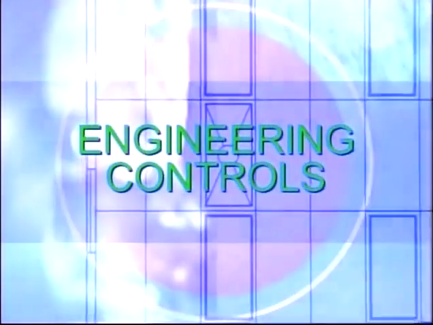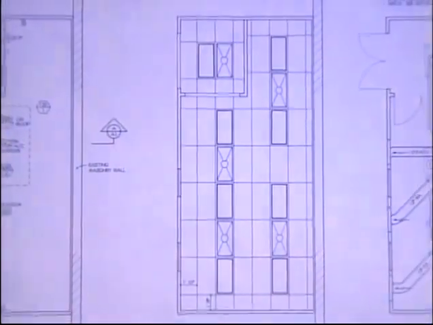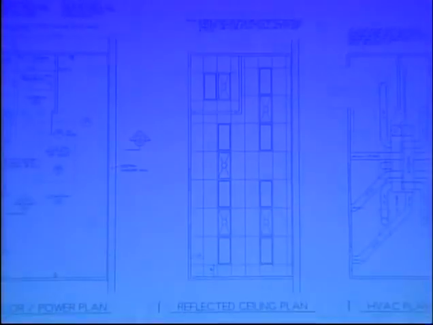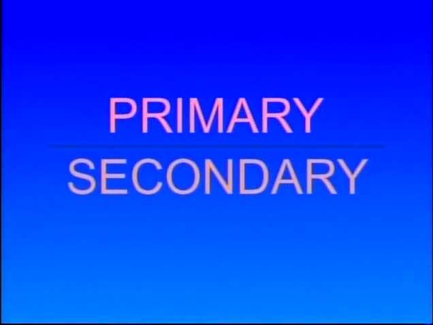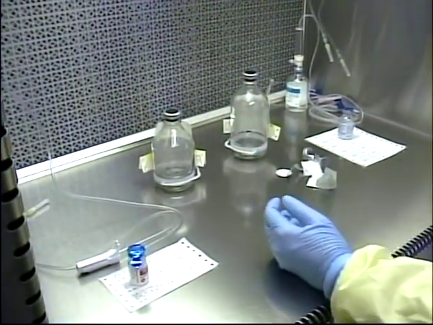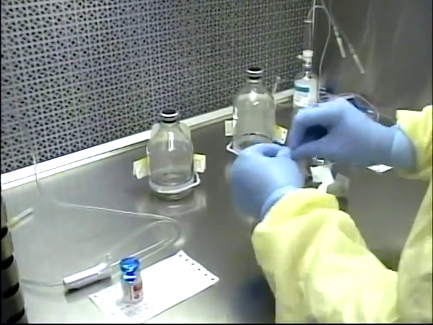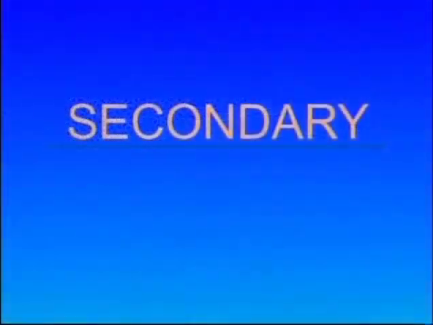Engineering controls are used to provide a work environment that is virtually free of airborne contaminants and is easy to clean and disinfect. Engineering controls are divided into two groups, primary and secondary engineering controls. Primary engineering controls are used to produce a critical work zone with sterile supply air where aseptic manipulations are performed. Secondary engineering controls are then used to create a buffer zone between the critical work zone and the general outside environment.